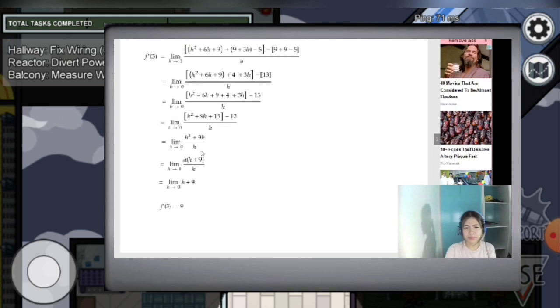Then after that, we're going to factor it. h of h plus 9 over h. Then again, cancel h. We're going to get h plus 9, and the final answer is f prime of 3 equals 9.